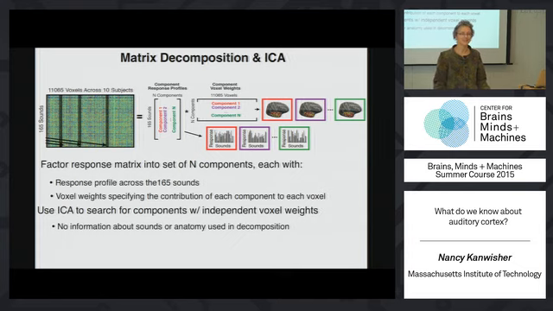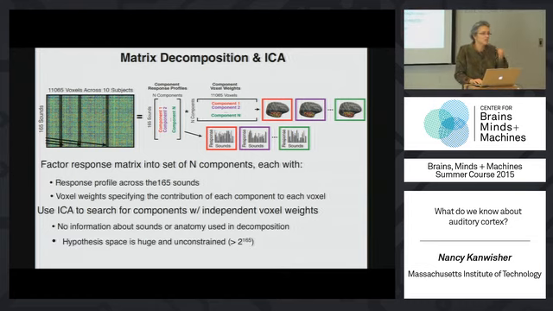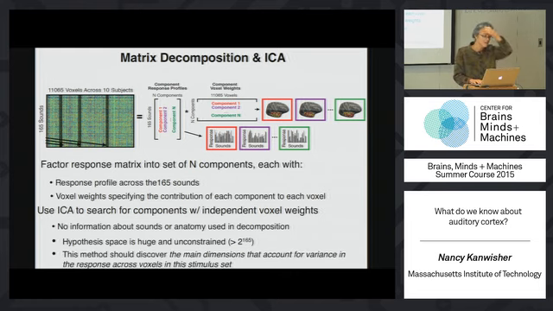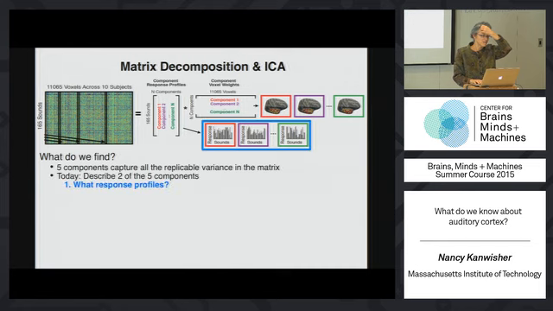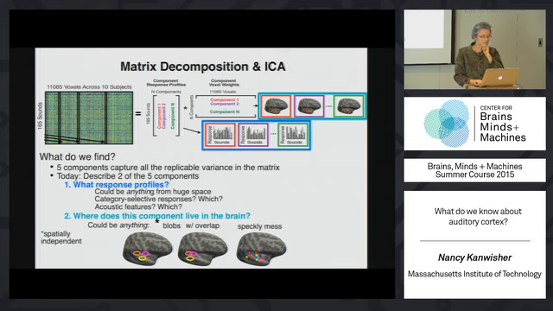Anything is possible, right? And similarly, the anatomical weight distributions are completely unconstrained with respect to whether they're clustered, overlapping, a speckly mess, any of those things. Okay, so what do we find? We're looking for the response profiles and their distribution.